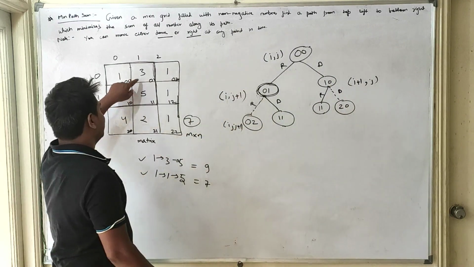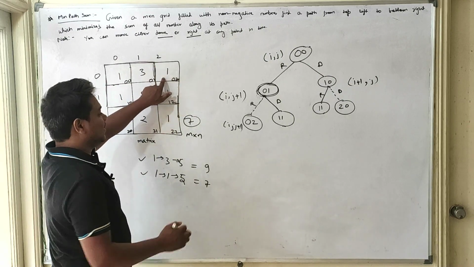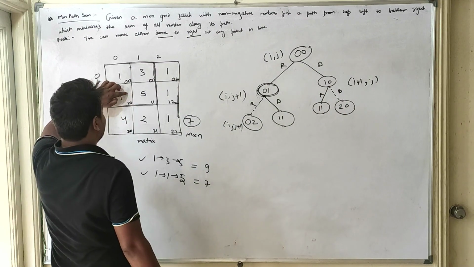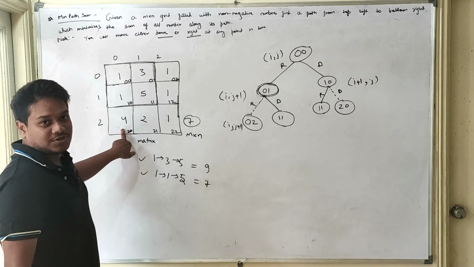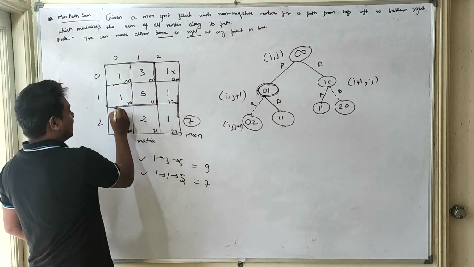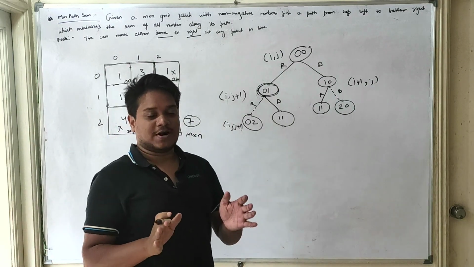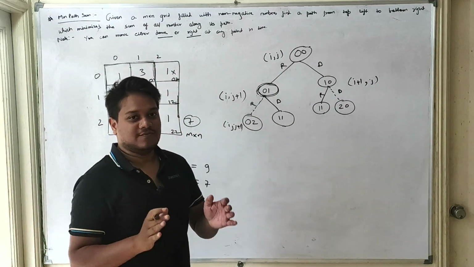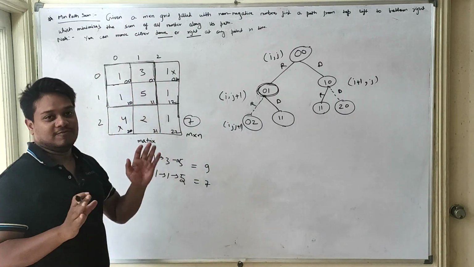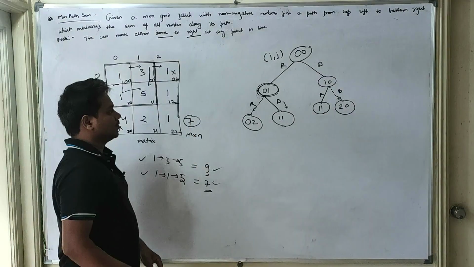From 0 1, if we were allowed to move right, we would have landed on cell 0 2, and from 1 0, if we were allowed to move down, we would have landed on cell 2 0. But these two cells are not part of our problem, because they fall outside the boundary of the matrix that we are trying to solve the problem for. So we have to discard these two cells.